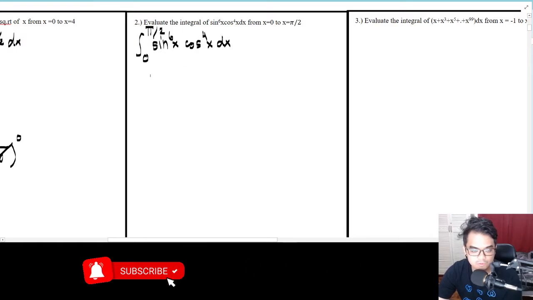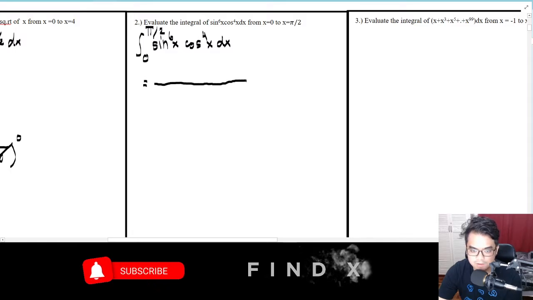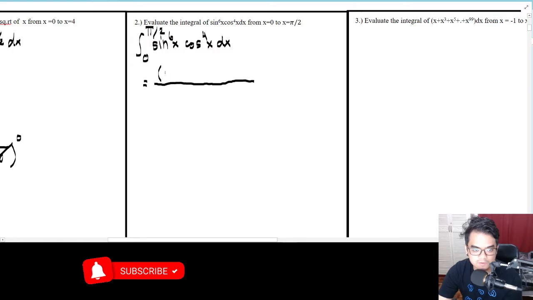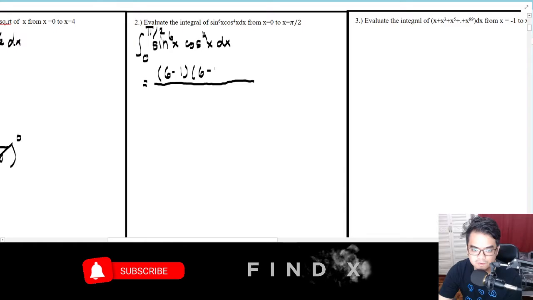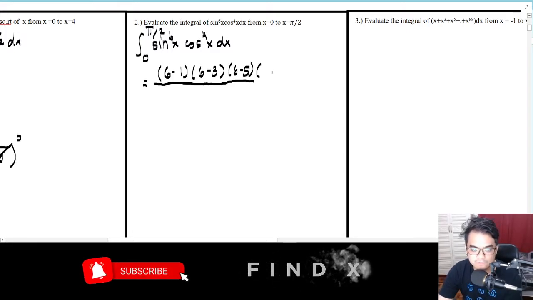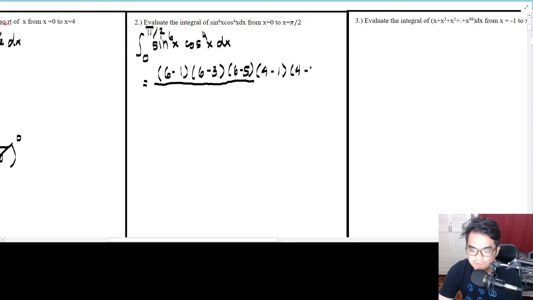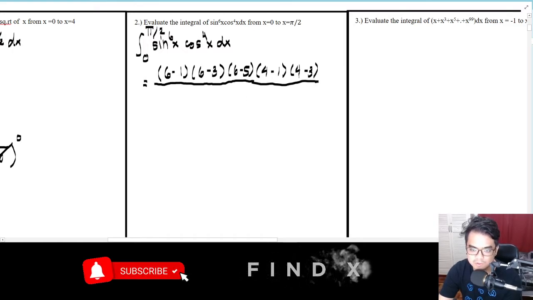As you can see, the integral of this one is just the numerator will be 6, right? So 6 minus 1 first, and then 6 minus 3, so that's already 3, and then 6 minus 5. So this will be for the power of sine. Next one is for the power of the cosine, which is 4. So 4 minus 1 times 4 minus 3, and then that will become 1. So you have to stop there, just to make sure that it won't be a negative.